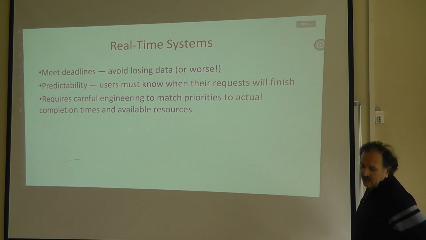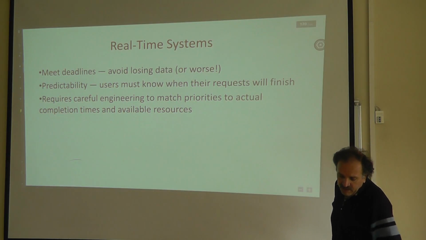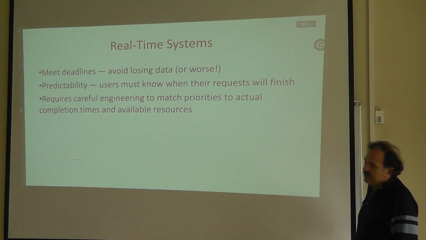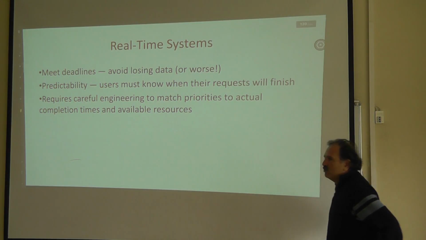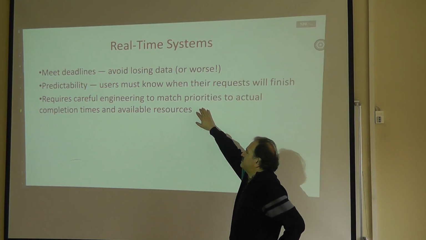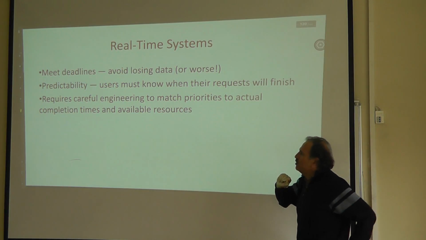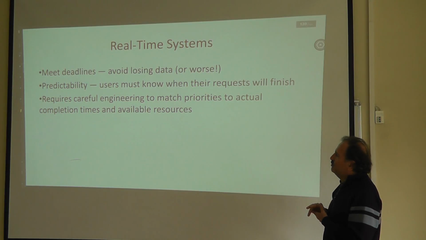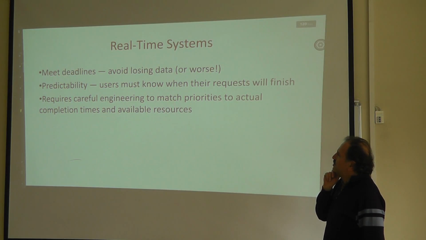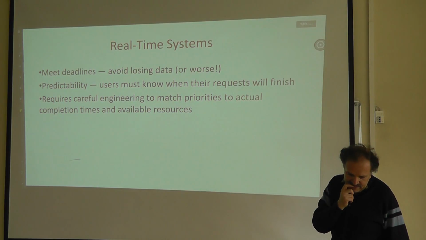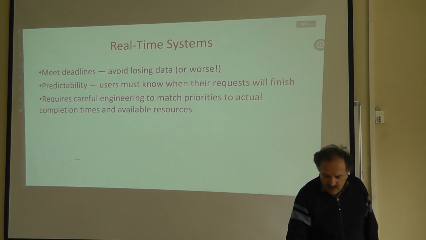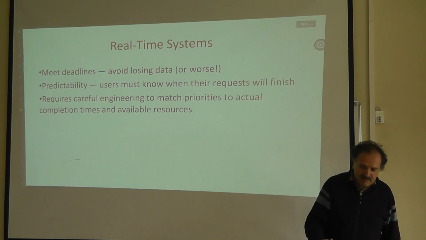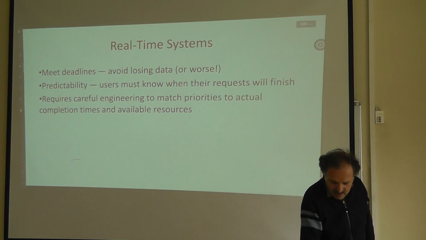It requires very careful engineering to match priorities to actual completion times and available resources. If you don't have a real-time system, you have to be careful, but you don't have to be really careful about this. But in the real-time systems, you need to know what your I/O devices can do, what kind of capabilities they have, and what kind of things you can ask them to do in a certain amount of time. Very careful engineering to match priorities and actual completion times. So these are the real-time system goals. As you see, depending on your system type, your goals are changing.